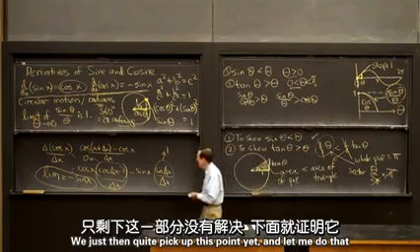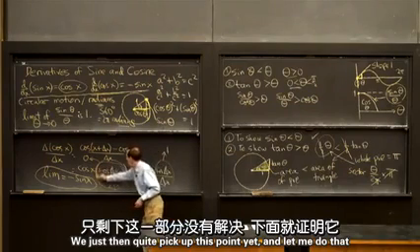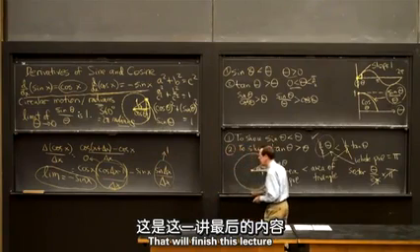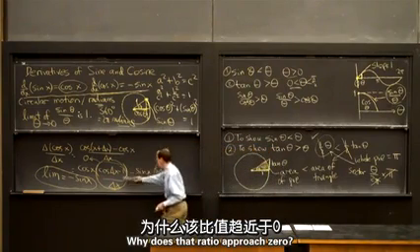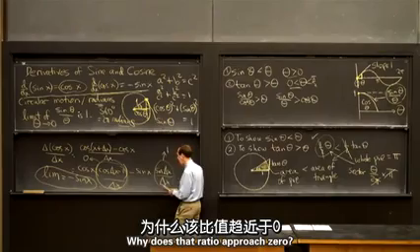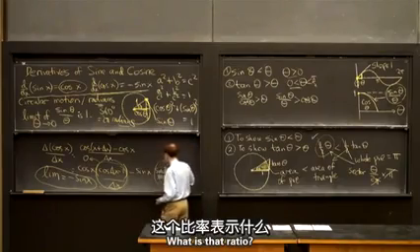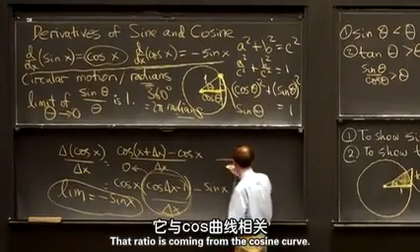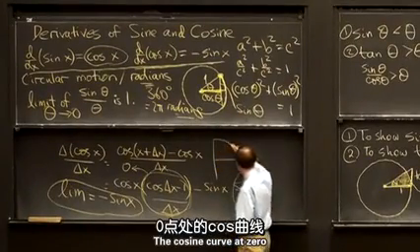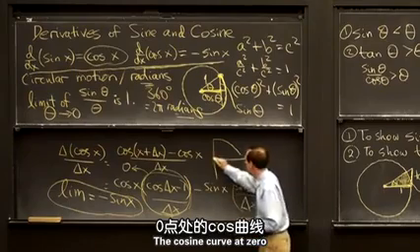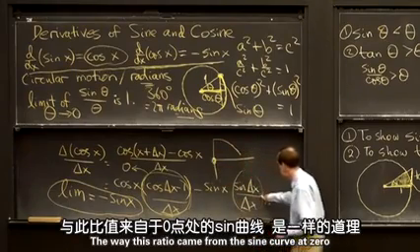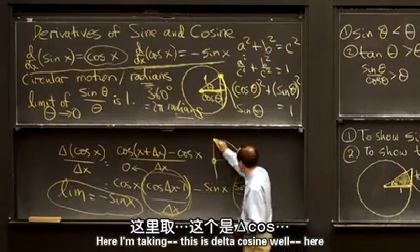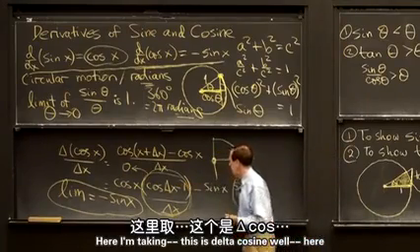We just didn't quite pick up this point yet. And let me do that. That will finish this lecture. Why does that ratio approach 0? Okay, what is that ratio? That ratio is coming from the cosine curve at 0, the way this ratio came from the sine curve at 0. Here I'm taking, this is delta cosine.